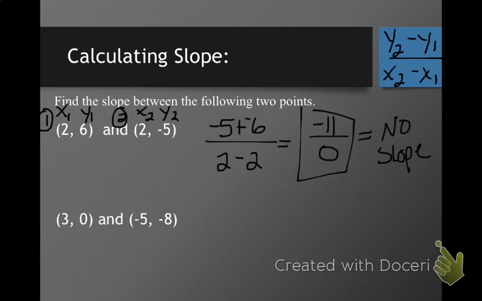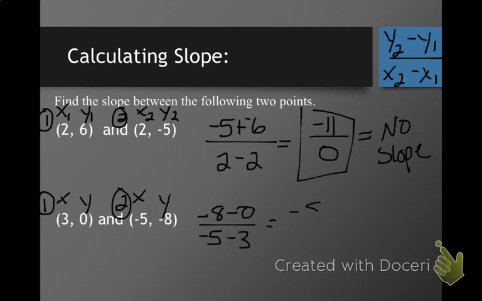Let's take a look at the second one here. X and Y, point number 1 and point number 2. So we have negative 8 minus 0, negative 5 minus 3. So negative 8 minus 0 is negative 8. Keep change here and also get negative 8. Negative 8 divided by negative 8 is 1. So my second one has an answer of 1 for the slope.